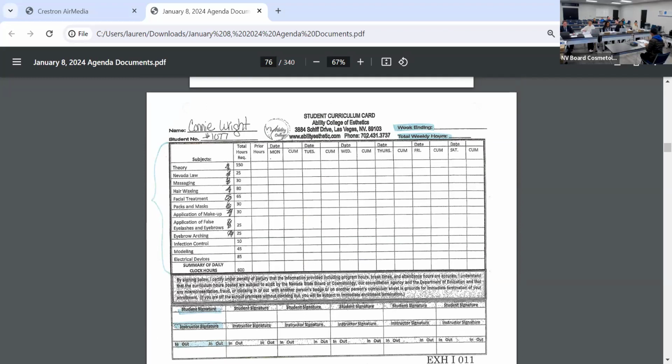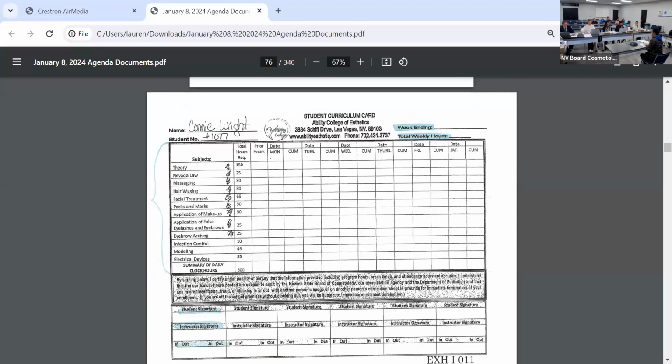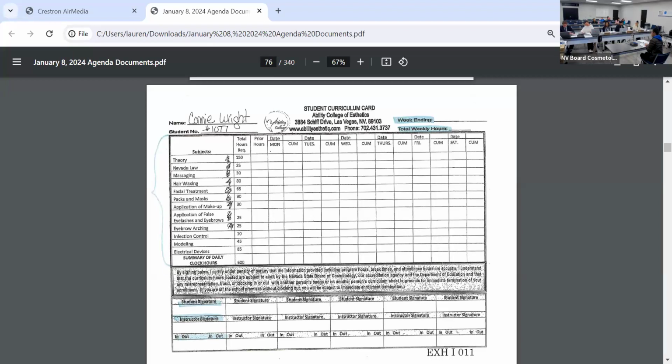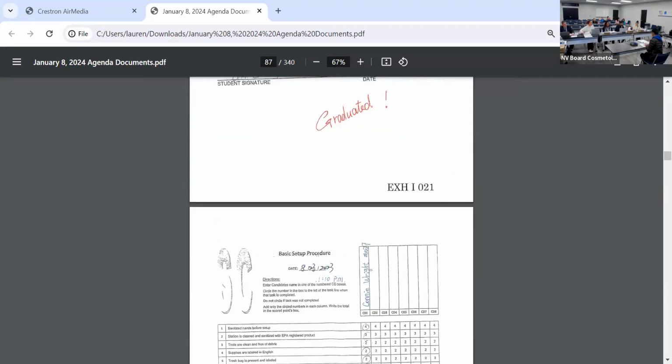Okay. You keep saying that you have a different time system. Are you aware that this is not a time sheet? This is how you keep track of each hours that you're required to do for each subject. Do you have something similar to this, other than the curriculum card, other than this time card, similar to exhibit I-028 where it states time in and time out? Do you have something else that shows how many hours the students are doing in theory?